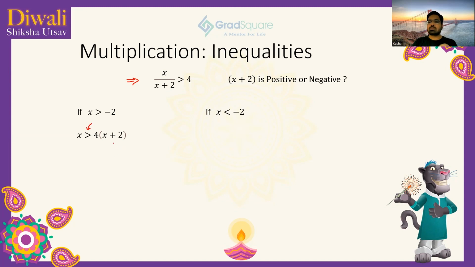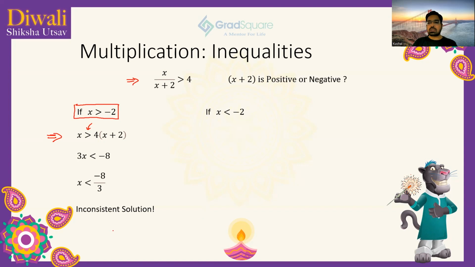x greater than 4 times of x plus 2. Now let's solve it further. You are going to get 3x less than minus 8, and x less than minus 8 by 3. Now, this implies what? It is throwing up a solution which is x less than minus 8 by 3. What is minus 8 by 3? Minus 2.66. But remember, my first step was valid only when x was greater than minus 2. It is giving me a value which is x less than minus 2. That means this is an inconsistent solution.